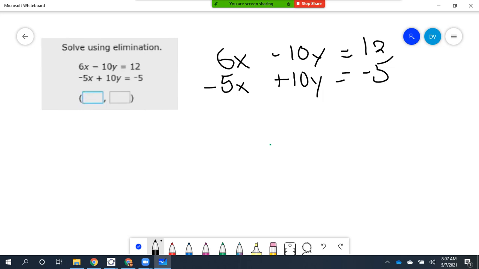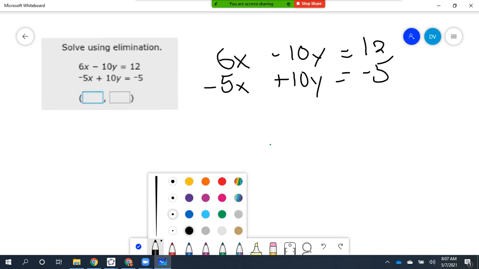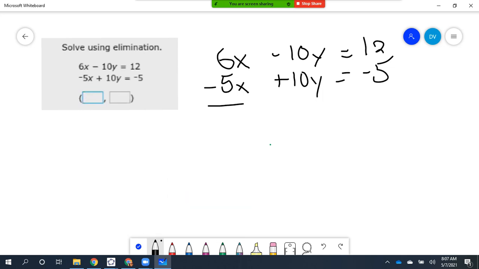So, again, this is called elimination. That means we want to eliminate a variable, get rid of one of the variables. And I want to remind you that sometimes we're going to eliminate x and sometimes we're going to eliminate y. Now, in this problem, we're going to eliminate the y because we have a positive 10y and a negative 10y.